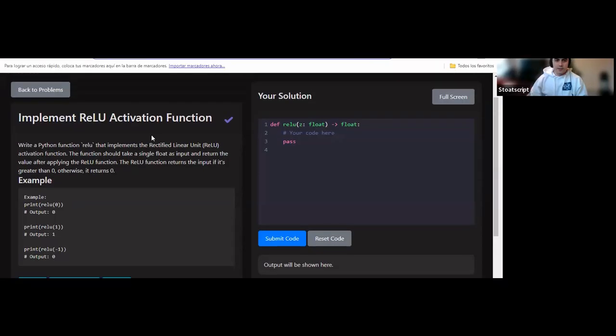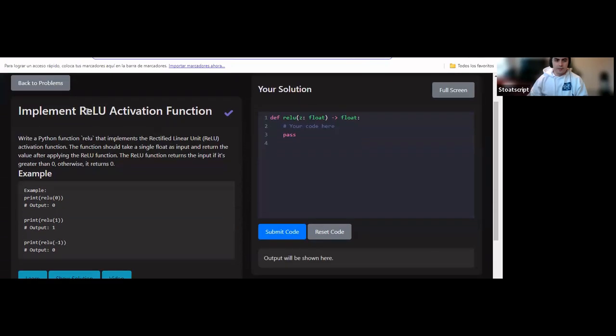Hello everyone. Today we'll solve problem number 42, implement a rectified linear unit ReLU activation function.